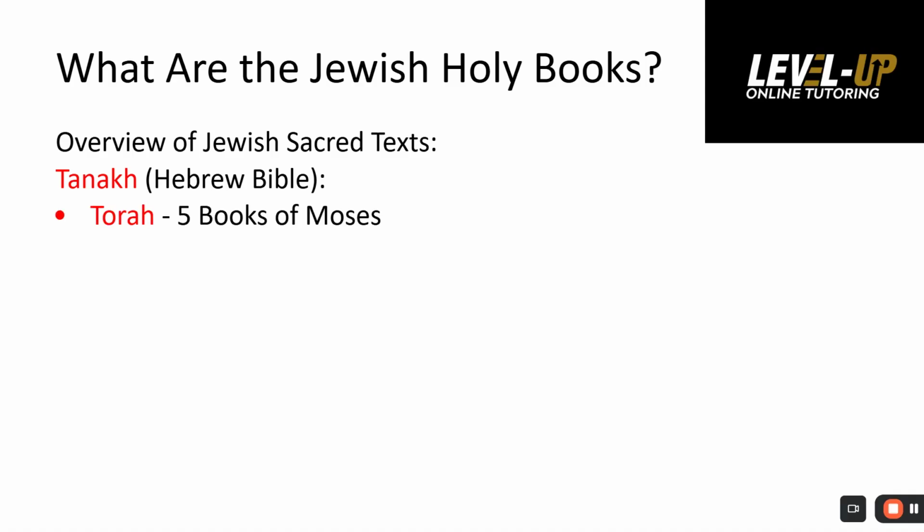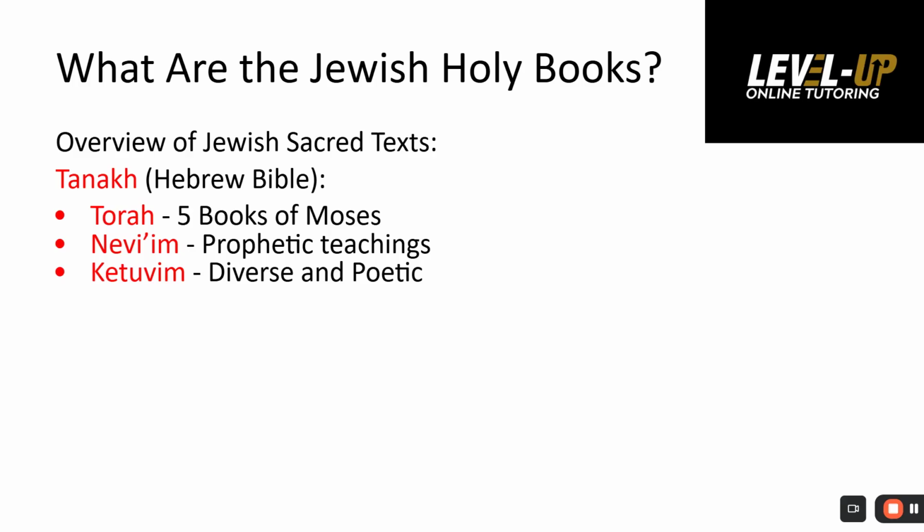You have the Torah, which is the first 5 books of the Bible, the 5 books of the life of Moses. You have the Nevi'im, which is the prophetic teachings, those taught by the prophets and other key people. You have the Ketuvim, which is the more diverse and poetic part. This is where you'll focus on worship and things like that, but we'll talk about that a little bit later on. Then you also have the Talmud, which is the oral law and the commentary.